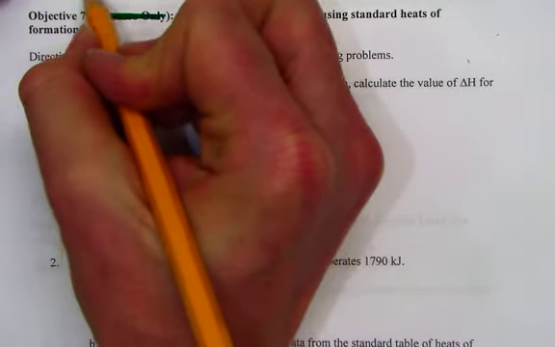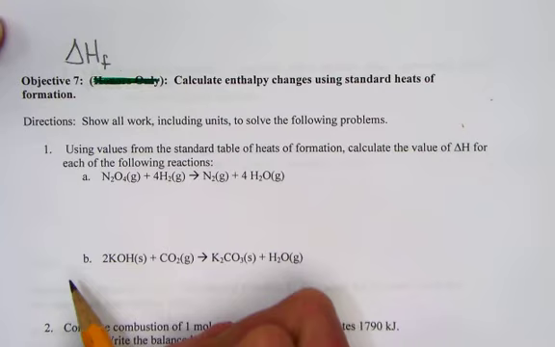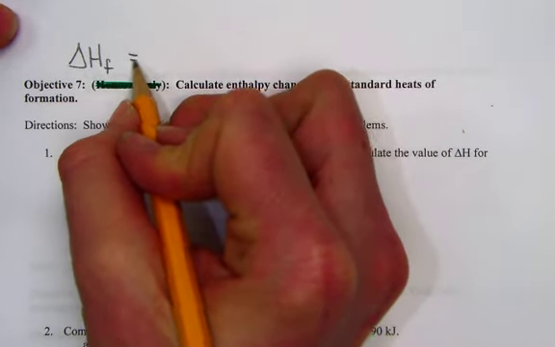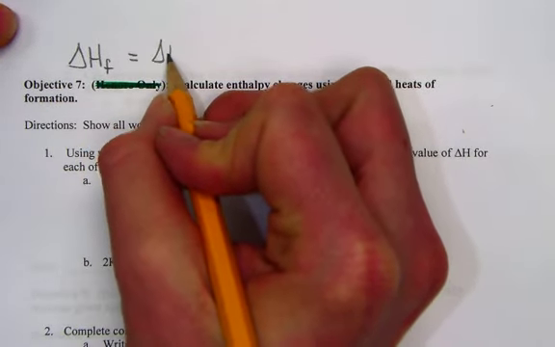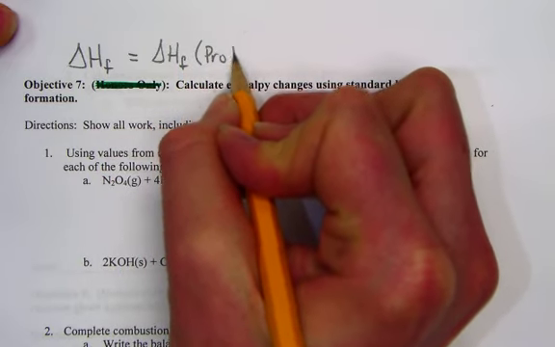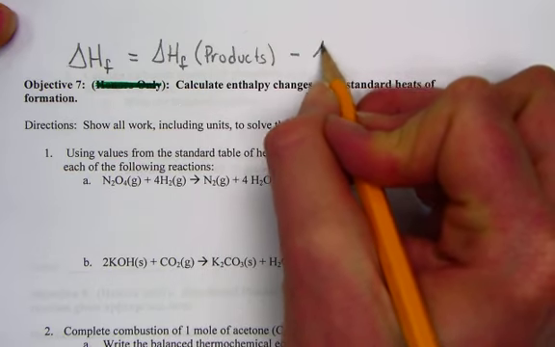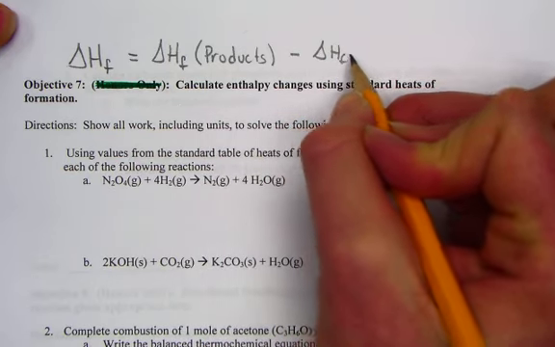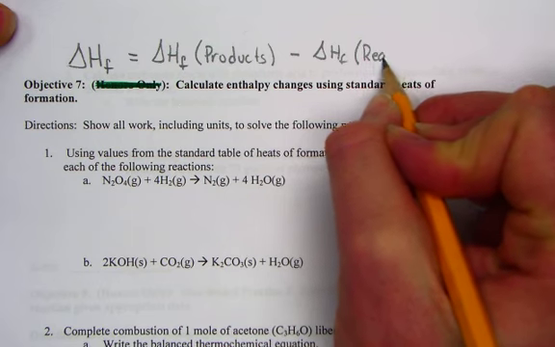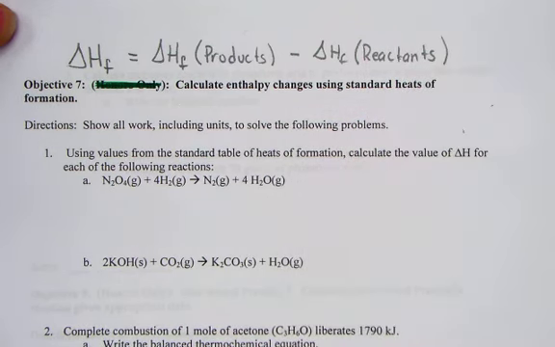If I'm being asked to calculate the standard heat of formation of a specific reaction, delta H, I know that it will be found by taking the standard heats of formation of all of the products added together and subtracting the delta H of formation of the reactants. Products minus reactants will give us the overall equation's value for delta H.